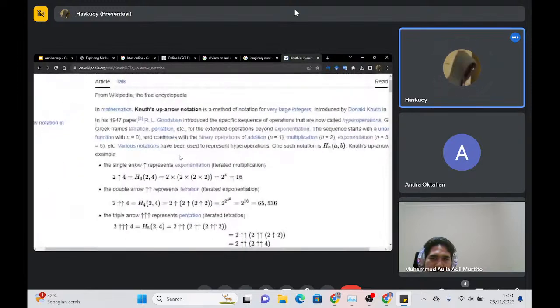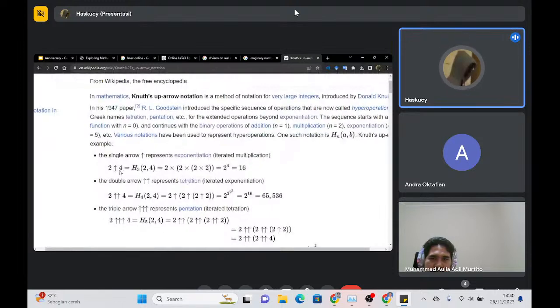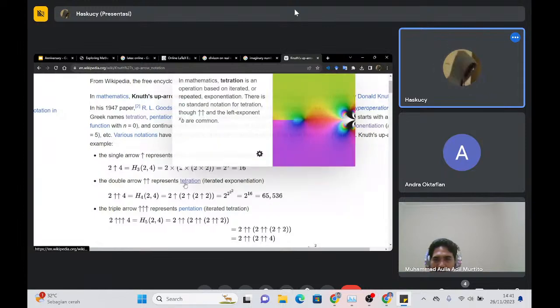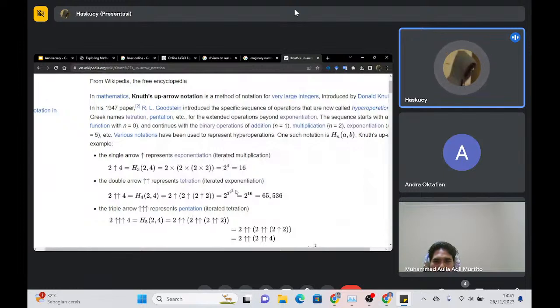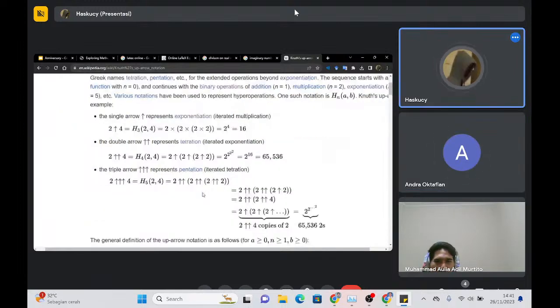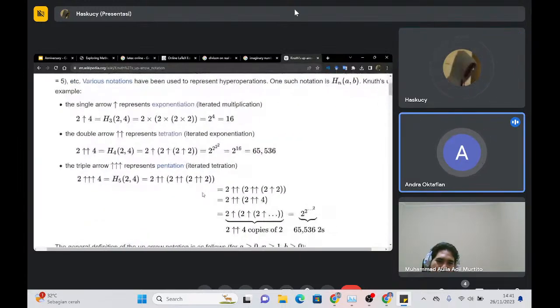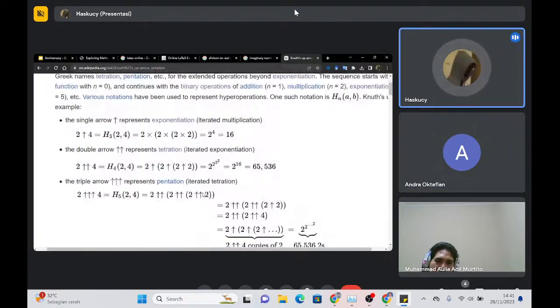A single arrow is just exponentiation. 2 arrow 4 is 2 to the exponent 4. Double arrow means tetration. The third one is pentation: 2 arrow arrow 4 is 2 to the power of 2 to the power of 2 to the power of 2, and so on. Triple arrow is pentation. This is tetration.